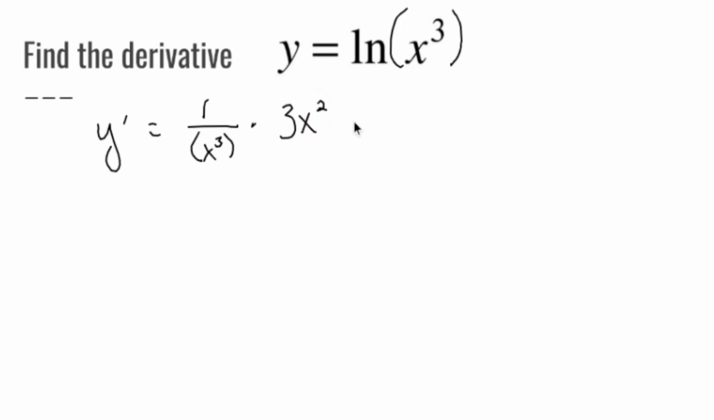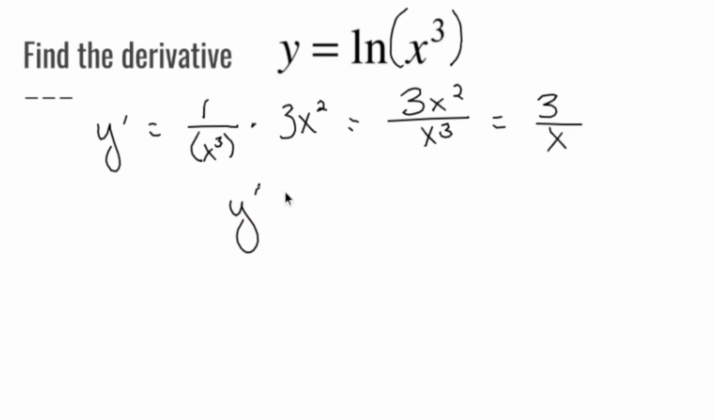Now this simplifies, right? That 3x squared can be moved to the numerator, over x to the third. And since x squared over x to the third simplifies, that leaves me with 3 over x. So in the end, and let me rewrite it out, in the end I have 3 over x. That is the derivative of ln of x cubed.